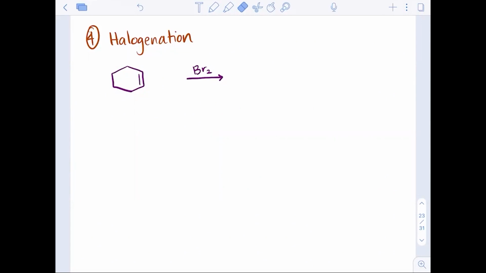All right, moving on to reaction number 4 here with halogenation. So this is going to be looking at adding 2 halogens, 2 bromines or 2 chlorines. So we could see Br2 or Cl2 can also be used to add across that double bond. And so when we're looking at this reaction, again, we are going to see anti-addition.